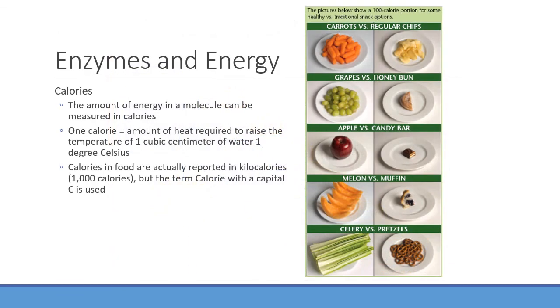We usually refer to energy intake, especially in our diet, as far as calories go.